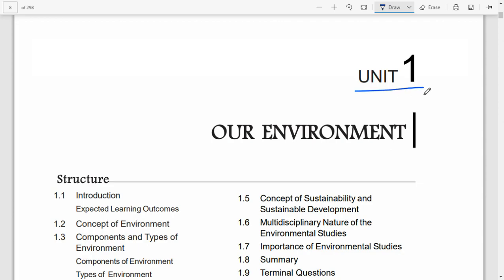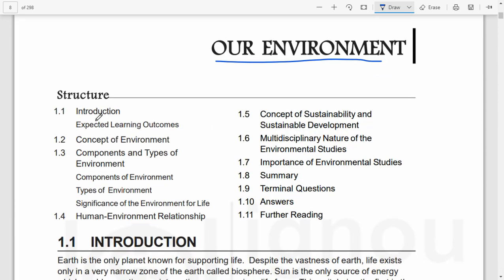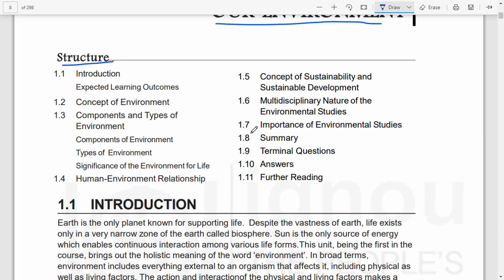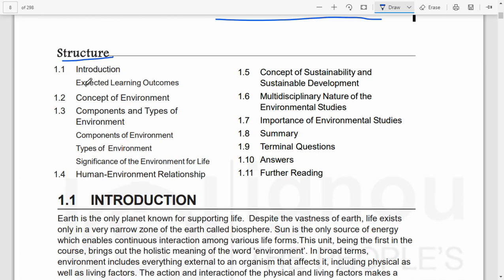Unit 1. Our environment. Structure. Introduction. Expected learning outcomes. Concept of environment. Components and types of environment. Components of environment. Types of environment. Significance of the environment for life.